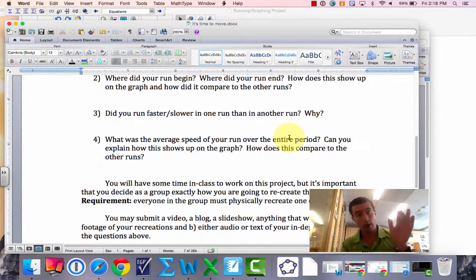And what was the average speed of your run over the entire period? Right? For run 1, what was your average speed? Run 2, what was your average speed? And can you explain how this shows up on the graph? And how does it compare to the other runs?